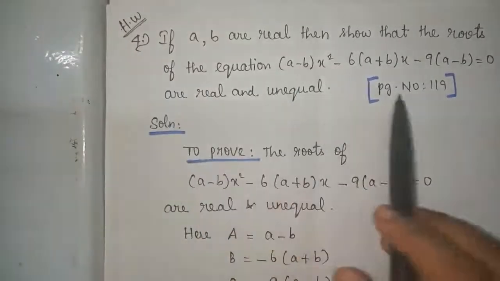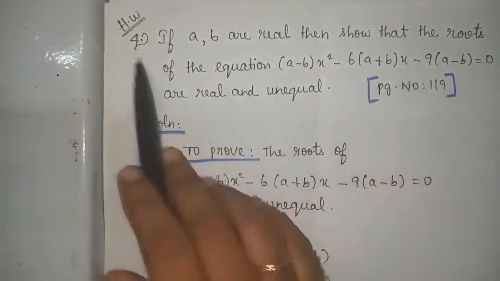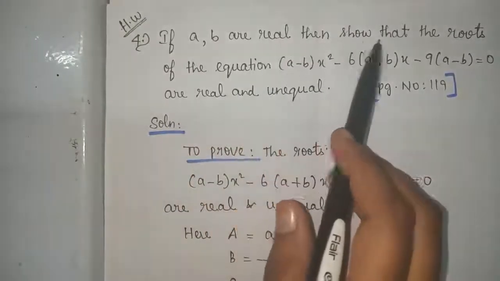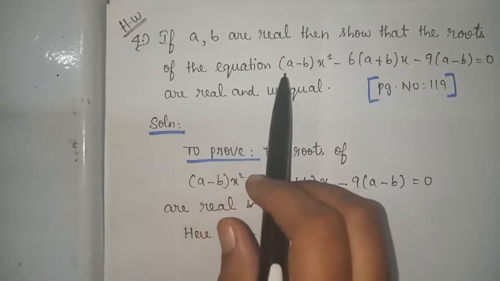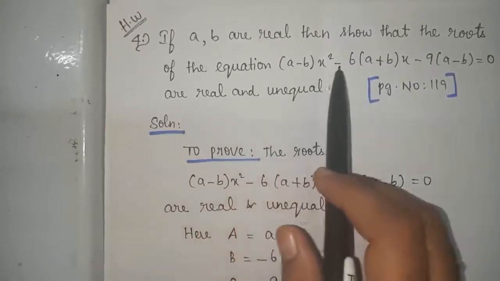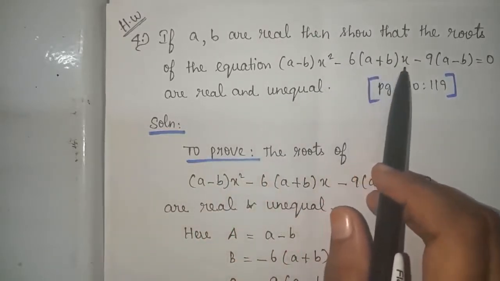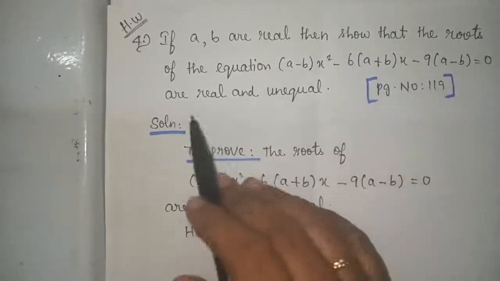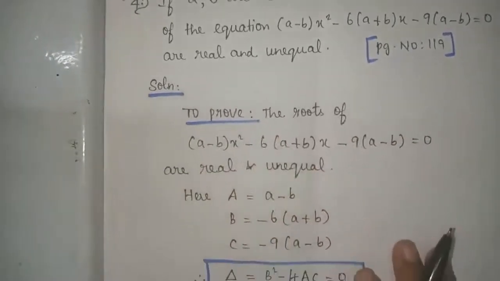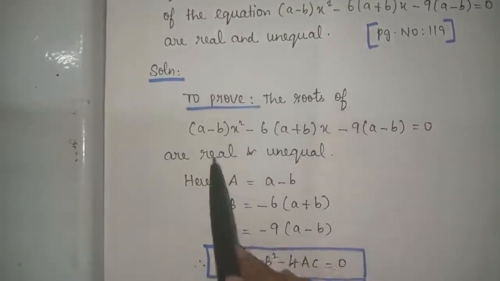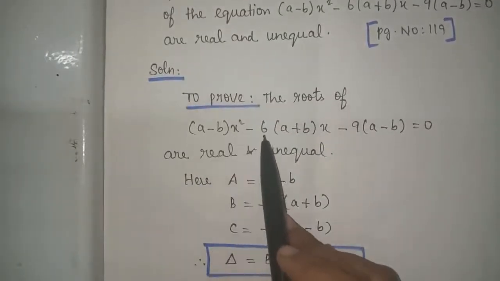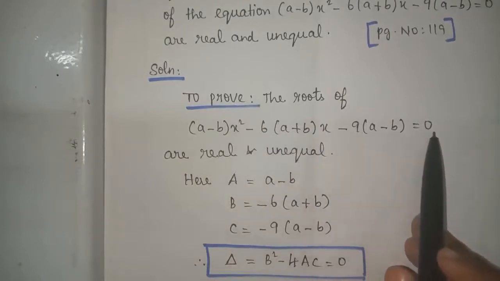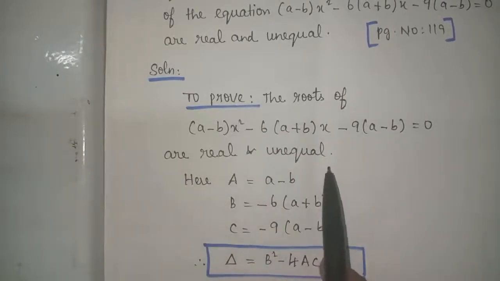Problem number 4, which is on page number 119. This is your homework problem. If a, b are real, then show that the roots of the equation (a minus b) x square minus 6 (a plus b) x minus 9 (a minus b) equal to 0 are real and unequal. So solution: to prove the roots of (a minus b) x square minus 6 (a plus b) x minus 9 (a minus b) equal to 0 are real and unequal.